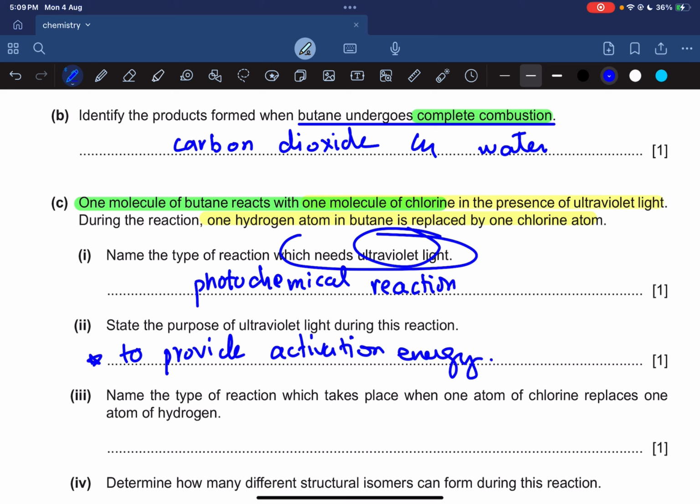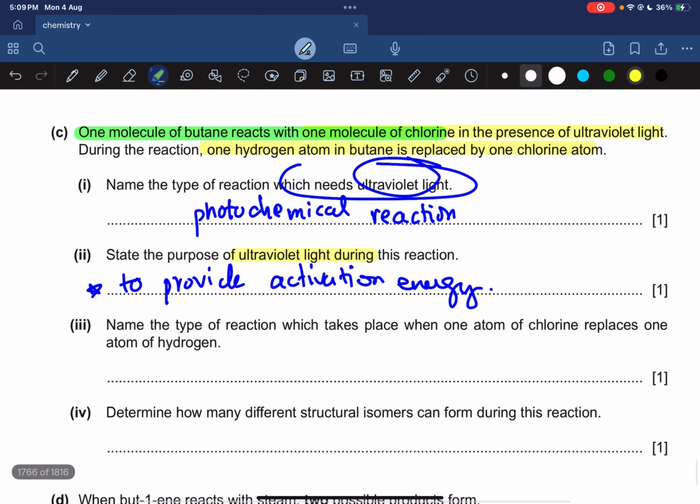Okay, so basically, why do you use your ultraviolet light? It provides the activation energy. It is the minimum amount of energy required to make the colliding particles, the molecules or atoms, react. Because every time 2 particles collide with each other, they are not going to react or form a product. They're only going to form a product when they collide with enough energy that's equal to the activation energy.